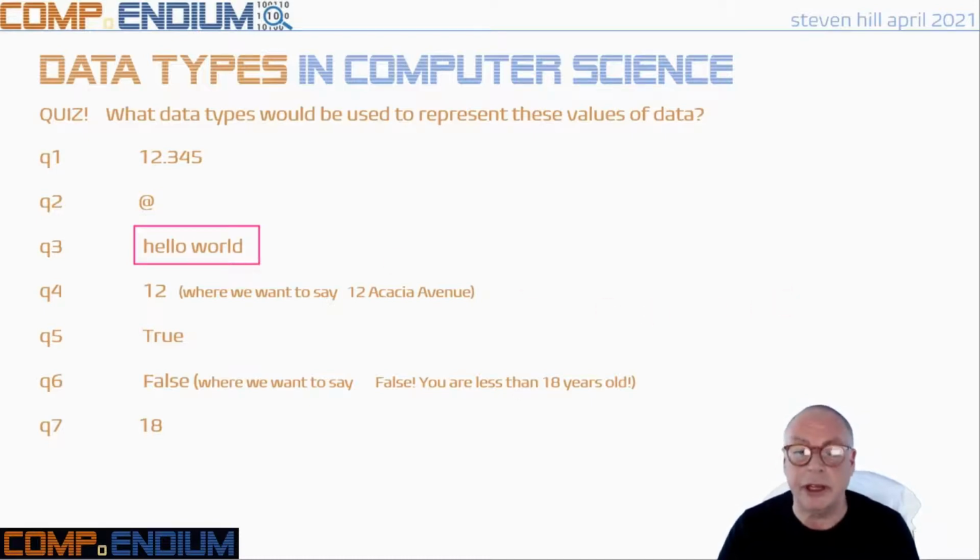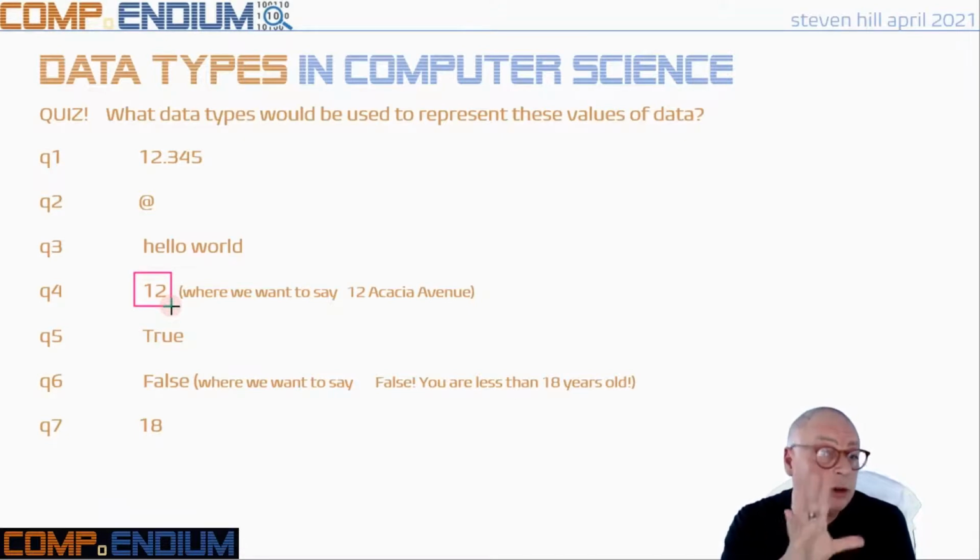Now it gets a little bit trickier here because I've had to put a little bit of context once again around a particular data item, or particular value. So I've asked what 12 would be. What data type would you associate 12 if the context of 12 was in somebody's house address, 12 Acacia Avenue, for example? Well, because this 12 is not 12 we're going to do maths with, it's part of text, then this would be stored as and worked with as a string data type. Okay, so the answer to question 4 is a string data type.